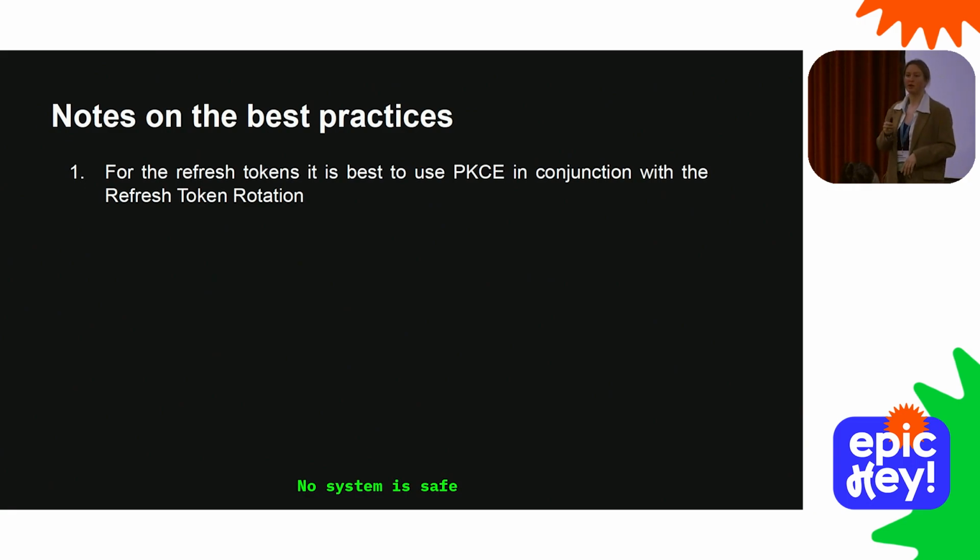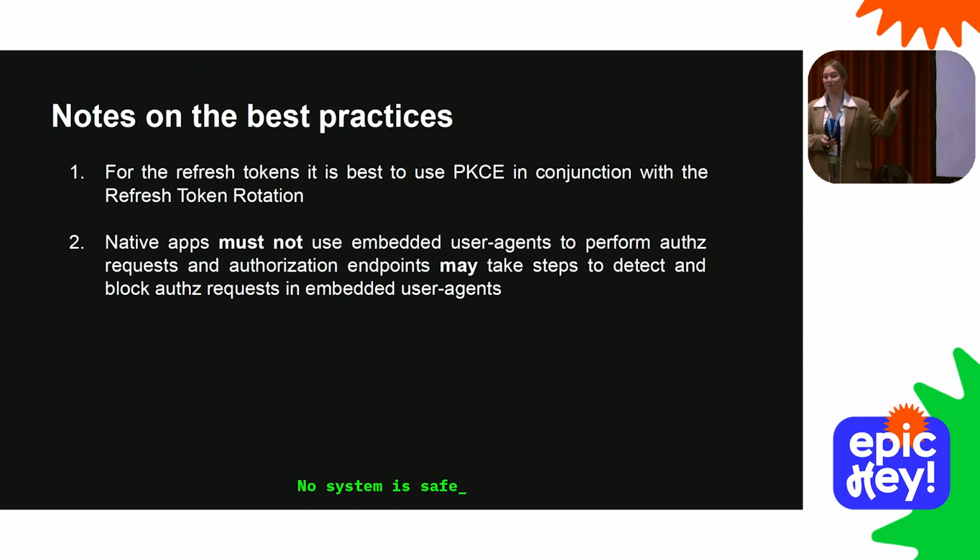So when we talk about best practices, these are intermediate best practices for what I've just shown. First of all, it's important to note that for refresh tokens, if you're using them, you had better use them with PKCE. And the refresh token should be generated every time an access token is generated. So it basically means that you have to use refresh token rotation. Another option would be, again, about these user agents. As I said, it's better not to use embedded user agents in native applications. And what is even more, some OAuth servers might take actions to detect and block the requests which were made from such agents.